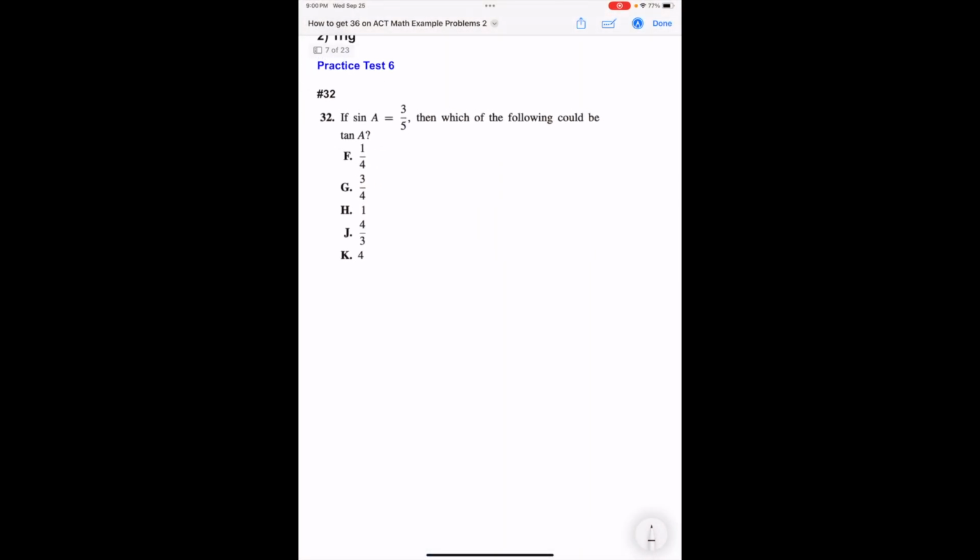Question number 32 from practice test number 6 says that if sine A is equal to 3 over 5, then which of the following could be tangent of A? So let's draw a triangle, since we know that trigonometry deals with right triangles. So I'm going to draw a triangle right here, and I'm going to label it A, B, and C, where B is the right angle.